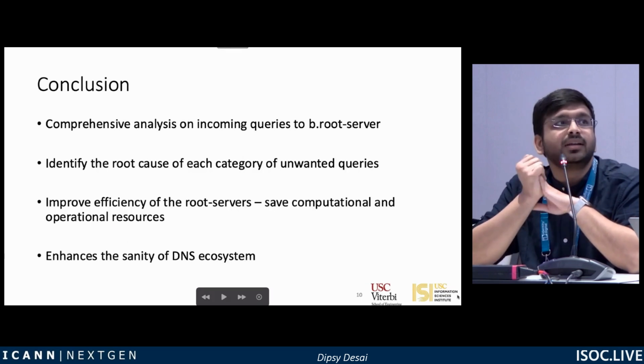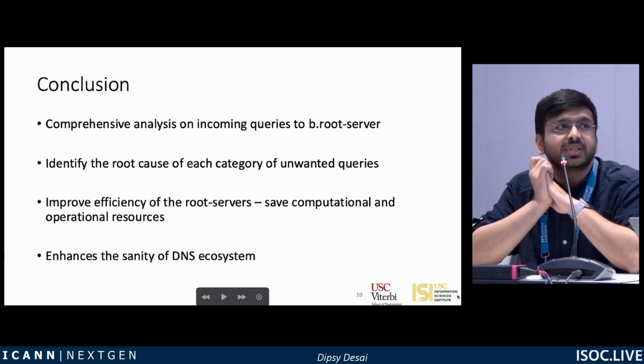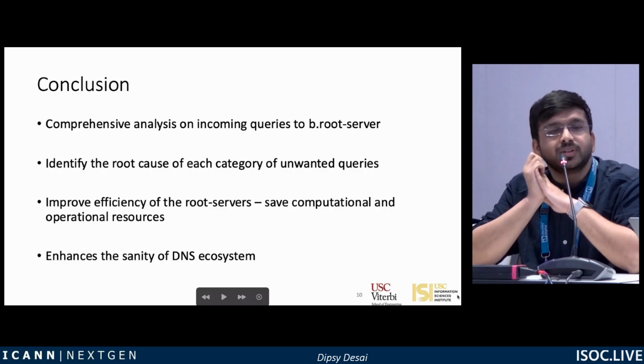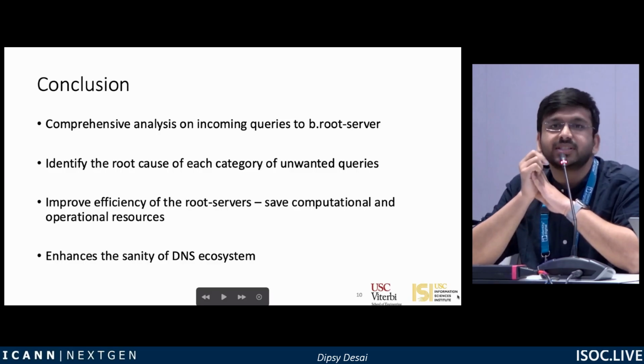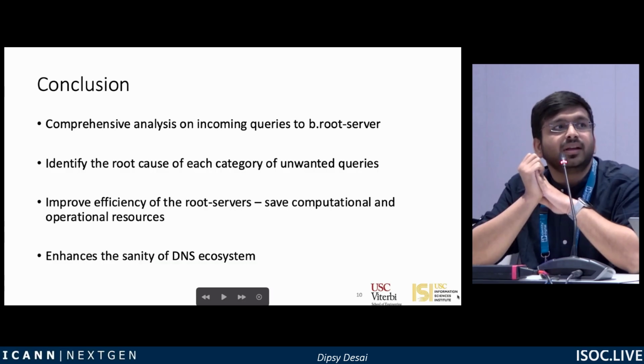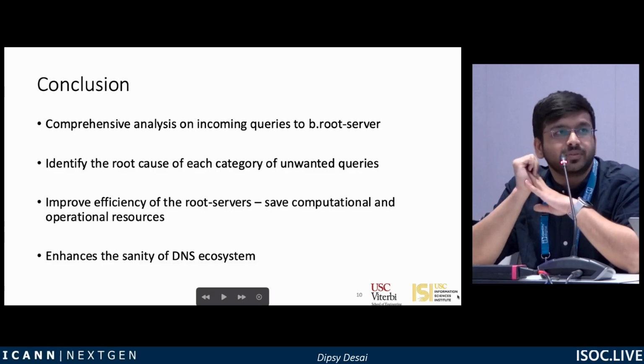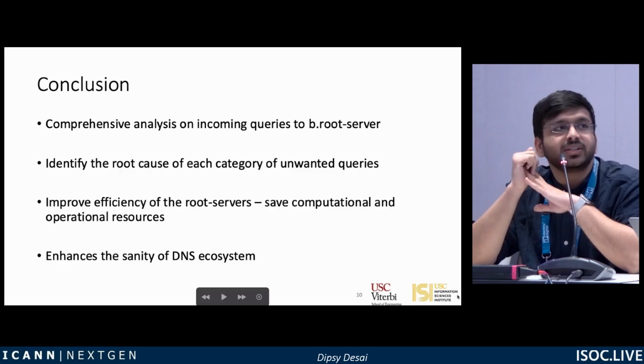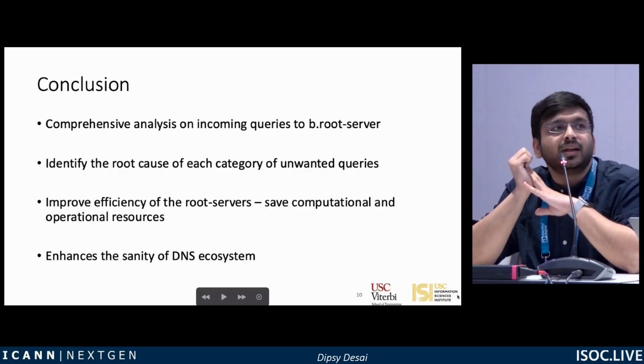Next slide, please. In conclusion, my research currently aims at analyzing incoming queries to DNS b-root server and provide a comprehensive plan on how to deal with these queries. The plan is to identify the root cause of each of the unwanted queries and propose a categorization so that we can handle unwanted queries at the source instead of having them come at the root servers. With this, we aim to improve the efficiency of root servers in terms of saving computational and operational resources. Overall, we believe this research will help us in enhancing the sanity of the DNS ecosystem.